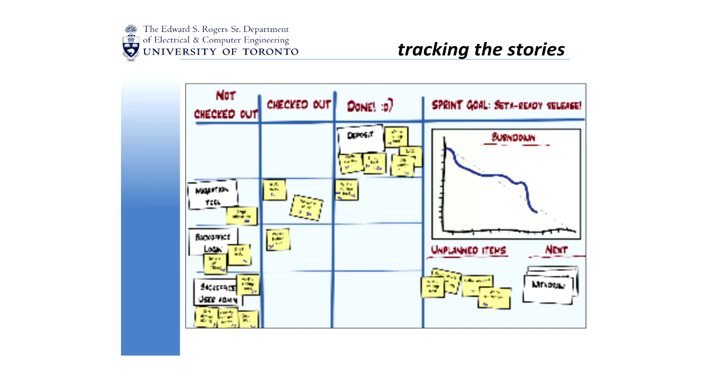Once we have these stories, we need a way of tracking them. In an agile environment, this often involves a physical or digital board showing which stories are checked out or done, accompanied by burn-down charts to monitor the progress of the sprint.